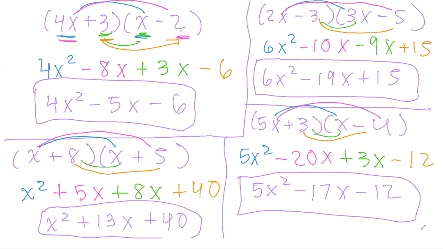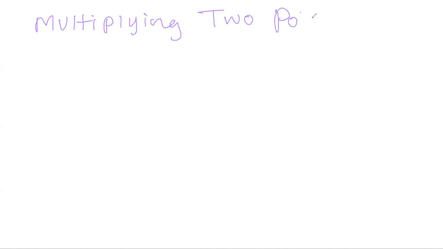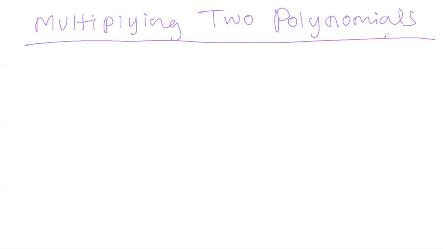Okay, so now what if I'm dealing with longer polynomials? So it's honestly just the same process. So right here, multiplying two polynomials. So if I have x squared plus 2x minus 3, times x squared plus 4. Okay, so I'm going to color code these.